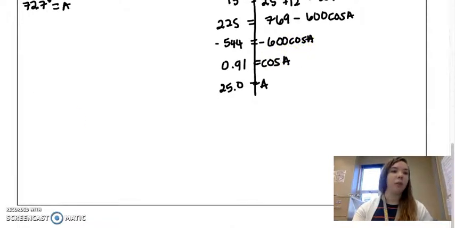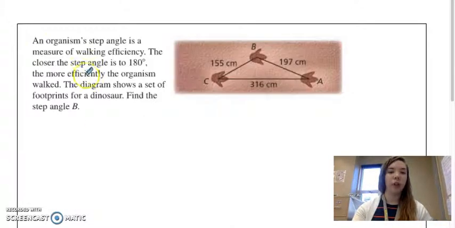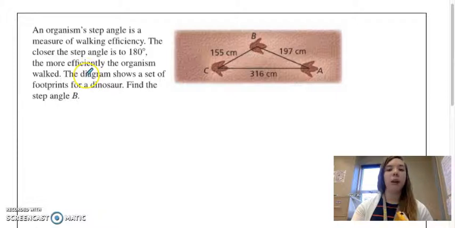All right, we do have a couple more. If you turn your page. An organism's step angle is a measure of walking efficiency. The closer the step angle is to 180 degrees, the more efficiently the organism walked. The diagram shows a set of footprints for a dinosaur. Find the step angle B. So they want us to find this angle.